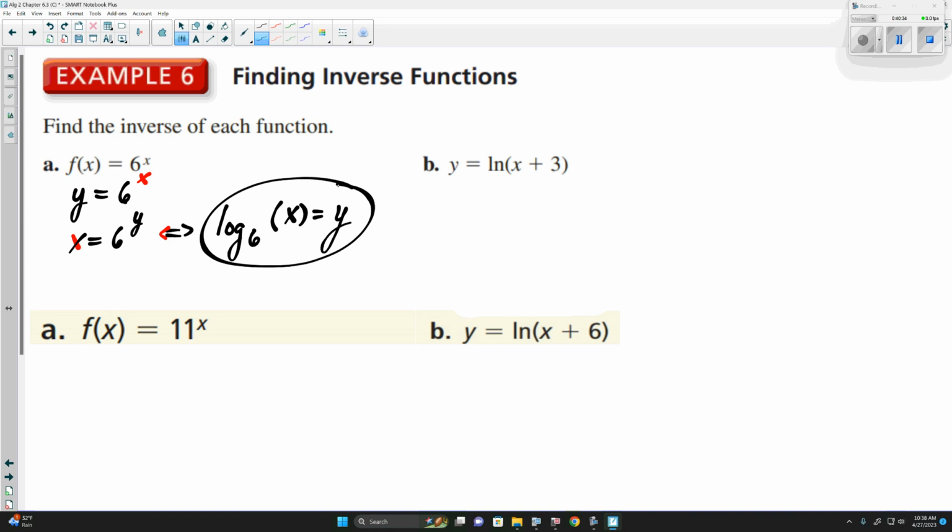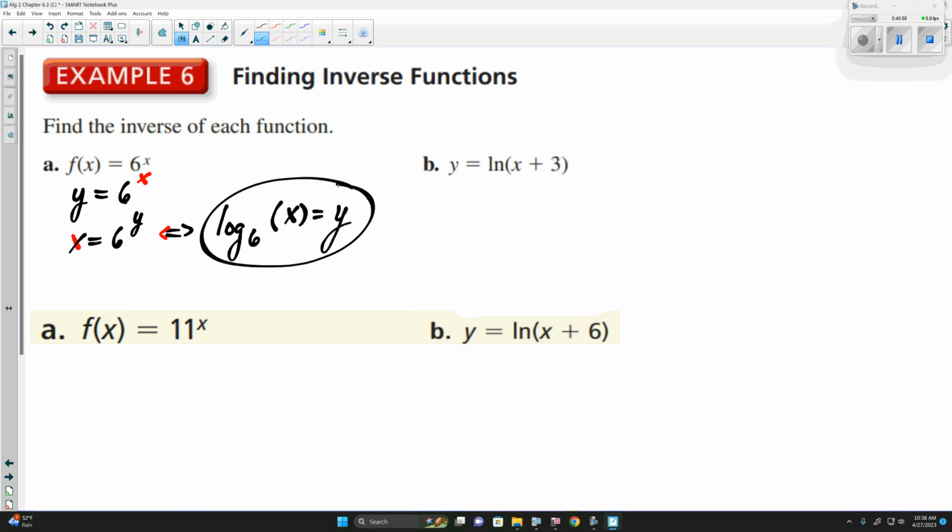Because as I said at the start, exponentials and logarithmics are inverses of each other. So if we are given an exponential to begin with, its inverse is going to be a logarithm. Now, if we're given a logarithm, its inverse is going to be an exponential.